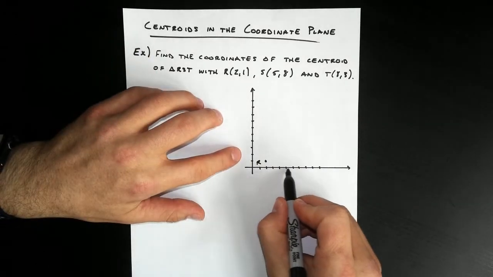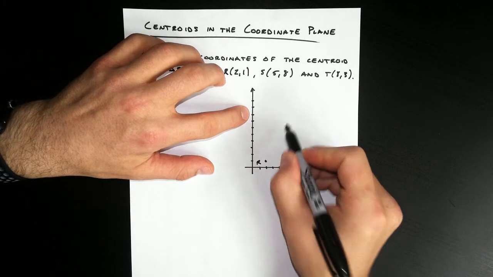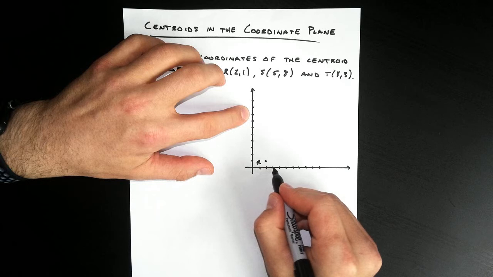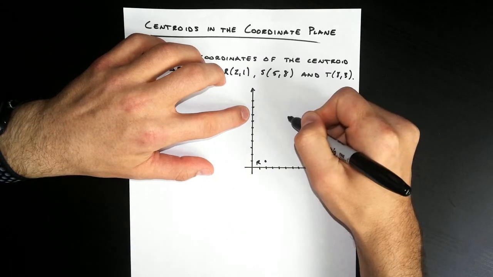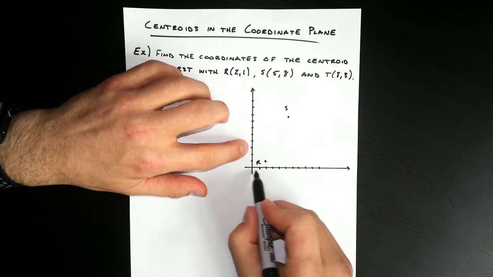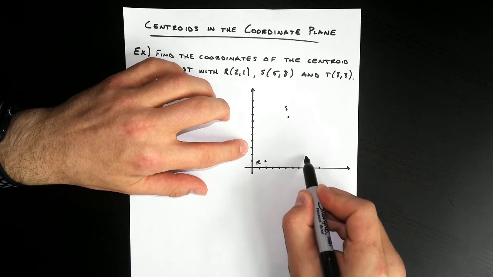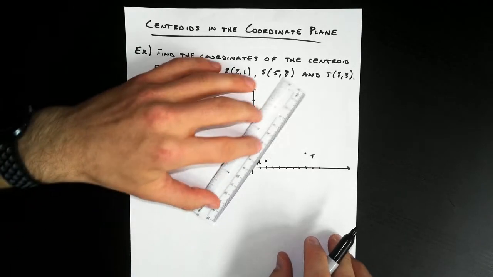1, 2, 3, 4, 5, and then up 8. 1, 2, 3, 4, 5, 6, 7, 8. So here. And the last one we have T is over at 8, 3. 1, 2, 3, 4, 5, 6, 7, 8. Up 3. Okay. Connecting those together, we get our triangle.